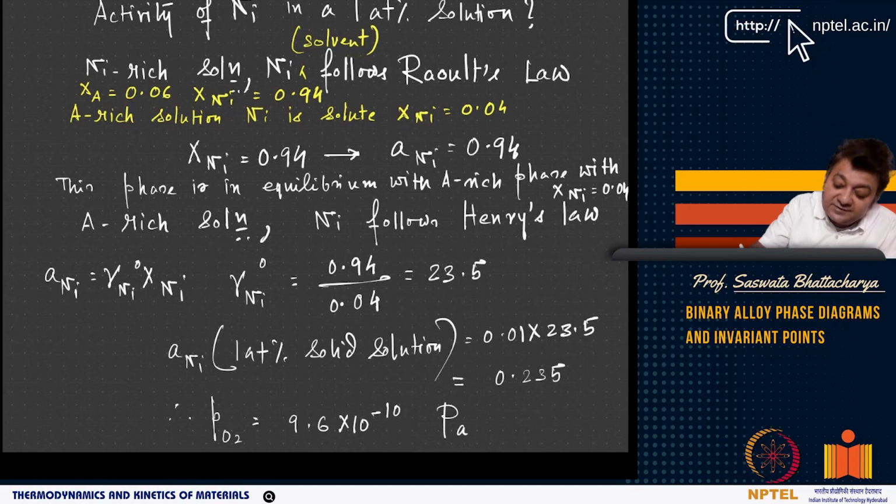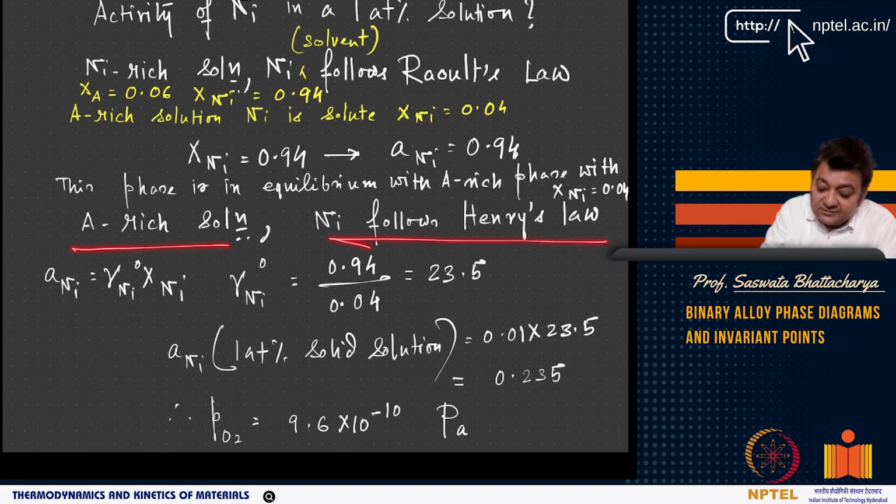So XNi equal to 0.94 basically gives aNi also 0.94, because it's Raoult's law. Raoult's law tells activity equals mole fraction. Now this nickel rich solution is in equilibrium with the A rich phase with XNi equal to 0.04, right? So this is the A rich solution, and nickel follows Henry's law. When you have A rich solution, nickel is a solute, and that follows Henry's law. And here the equilibrium is XNi equal to 0.04.